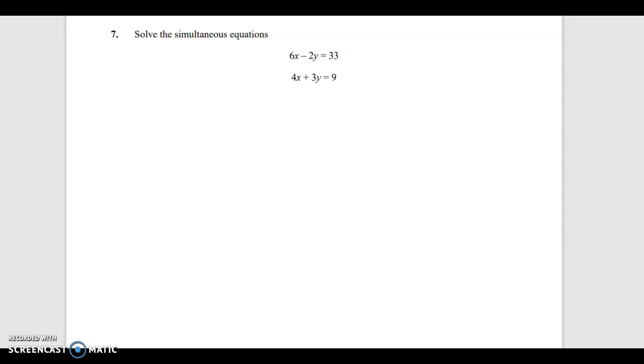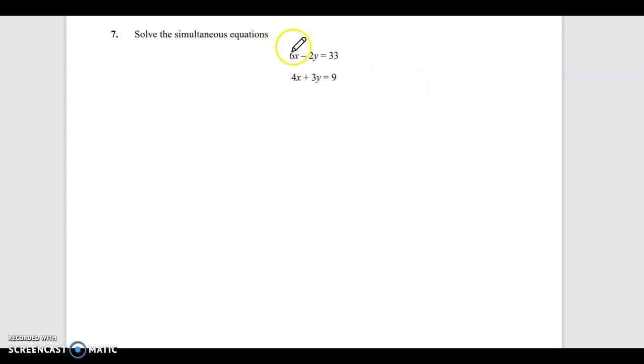So there are previous ones to do which are slightly easier than this, but I thought I'd take you to this. So the whole point is to find the value for x and y. So we need to make these equations so that they say the same number of x's or the same number of y's, and then we can eliminate.